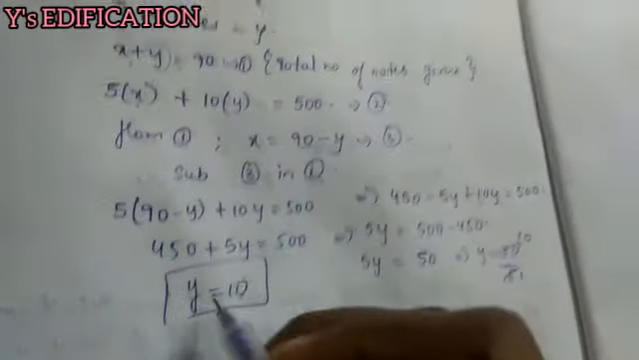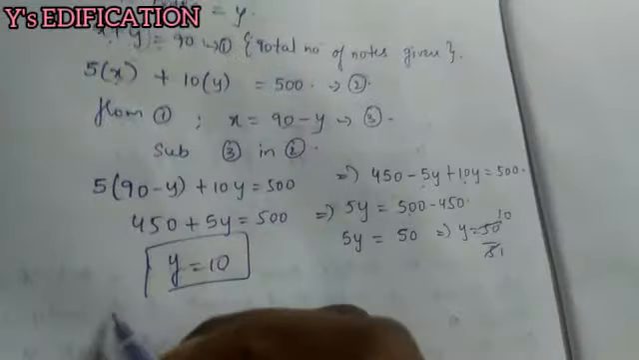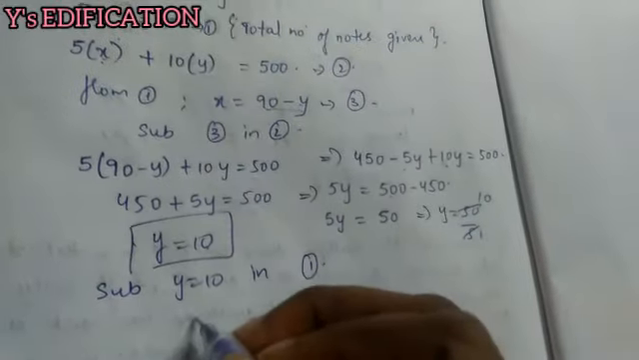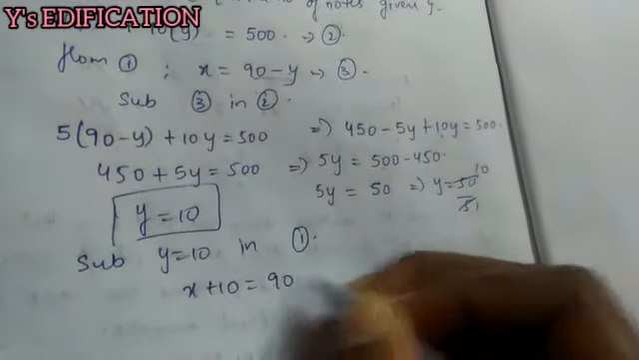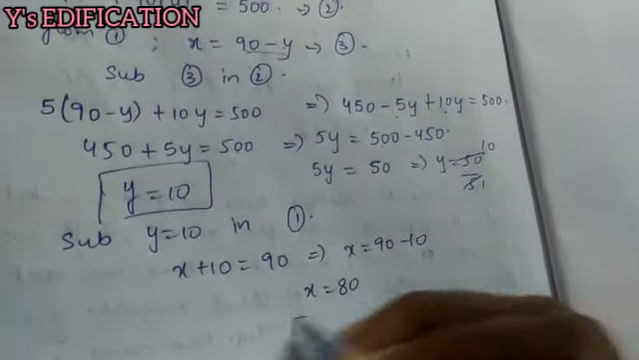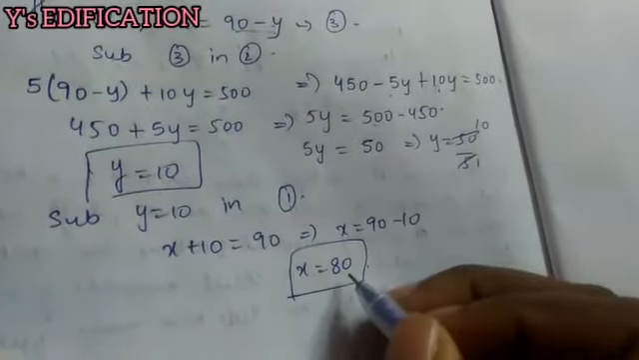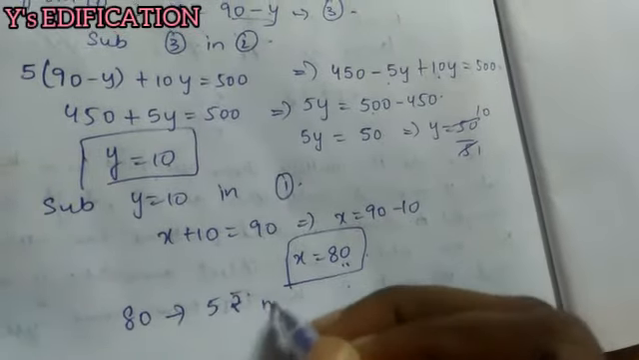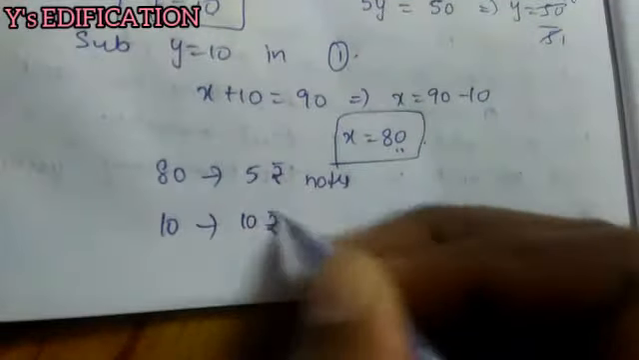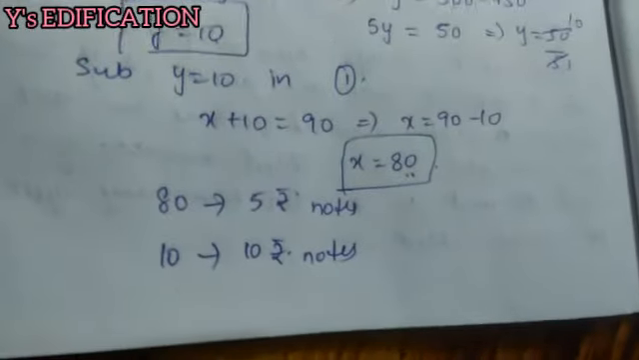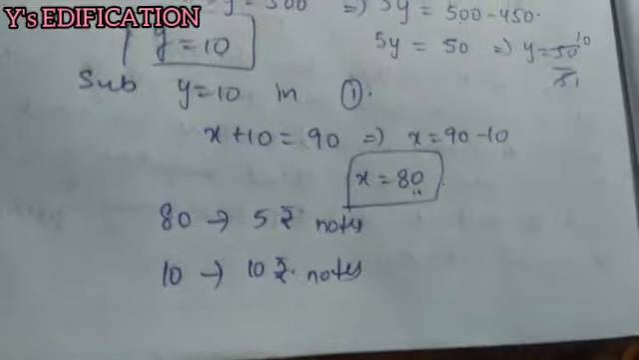Now how many 5 rupee notes are there? Substitute y is equal to 10 in equation number 1. So x plus 10 is equal to 90. That means x is equal to 90 minus 10. What is 90 minus 10? 80. So there are 80 5 rupee notes and 10 10 rupee notes. So total notes are 80 plus 10, 90 notes. And you can do the cross check here.